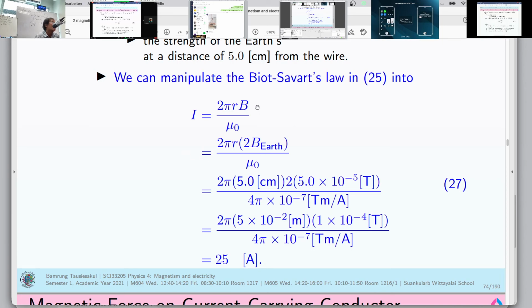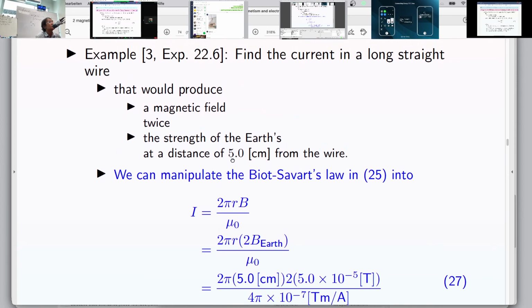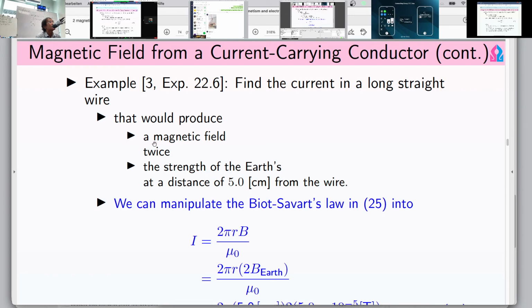In this one, there are a few things that we have to pay attention to. The first thing is what value of the magnetic field, the variable B, to use. Of course, they have said here that the amount of magnetic field they would like to receive is twice the strength of the Earth's magnetic field. So if the problem didn't provide the value of the Earth's magnetic field to you, you have to use any value that you can remember.